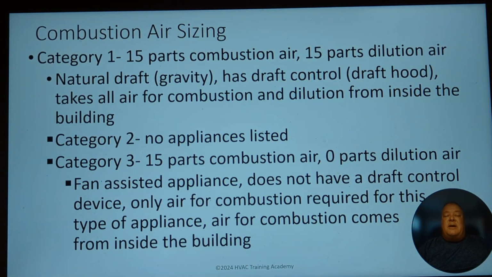And again, just to reiterate what we've got here, category 1 will require 15 parts of air for combustion, 15 parts of air for dilution. They're all natural draft or gravitational types of exhausting devices. There's no fan at all incorporated in pushing the exhaust. It all happens through gravity and through hot flue gases rising. They all have draft hoods on them typically, and take all the air for combustion and dilution from inside the building. So all of those 30 parts are coming from inside the building.